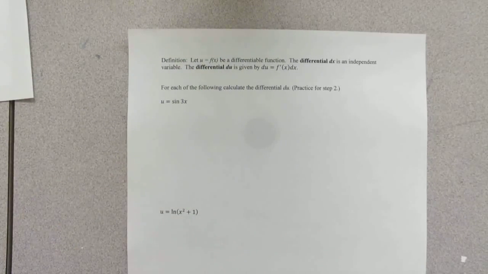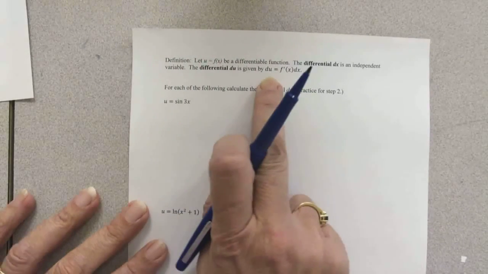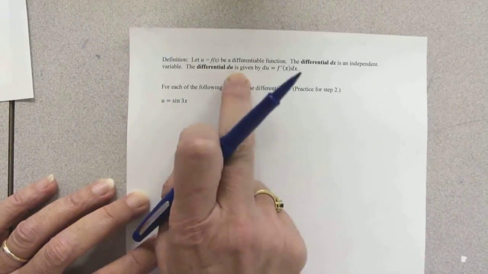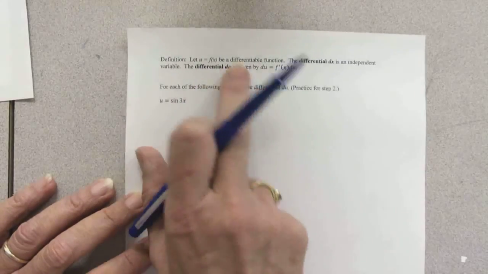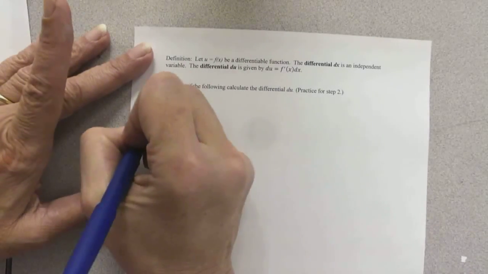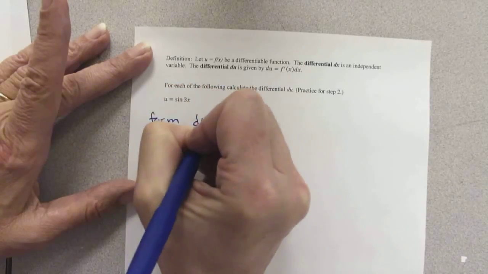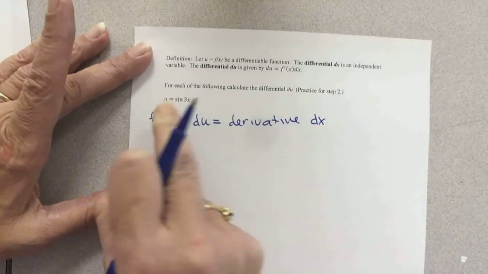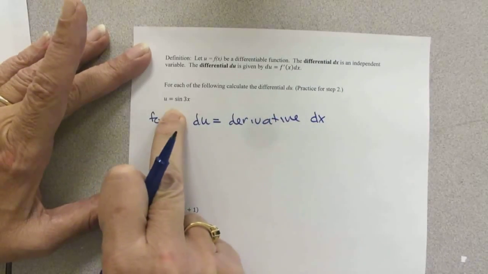Let u equal f of x be a differentiable function. The differential dx is an independent variable, and the differential du is given by du equals f prime of x dx. This is just telling me what the form of du is: du equals a derivative times dx, working on whatever function or equation you're given. So for each of the following, calculate the differential du. The form every time is going to be du equals derivative dx, just using that equation.